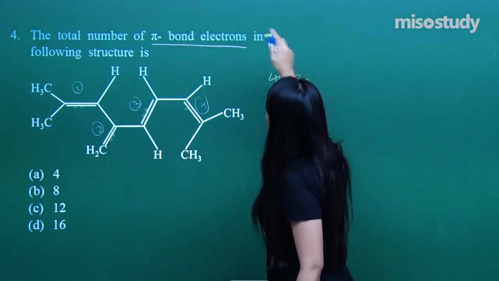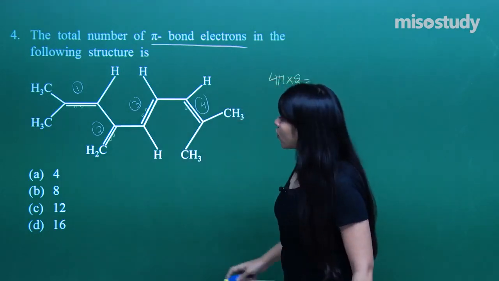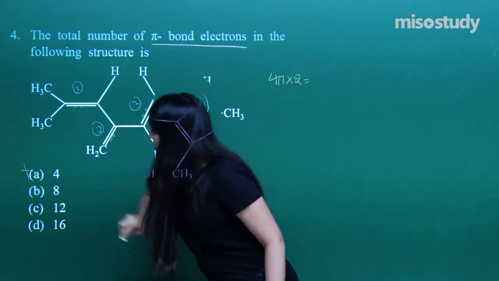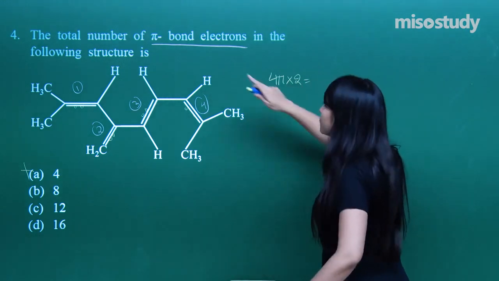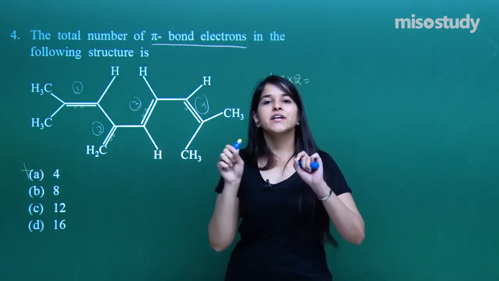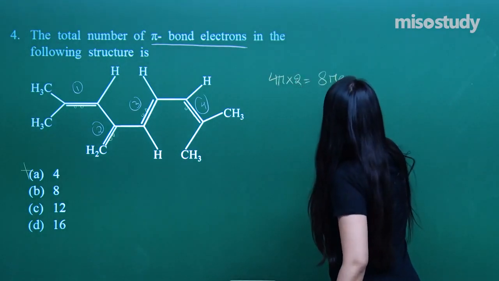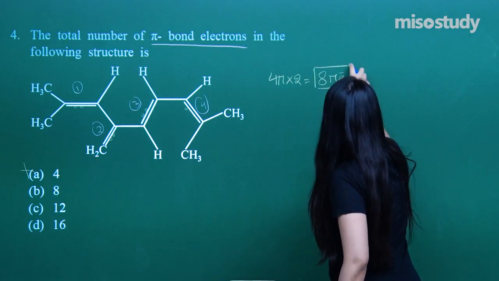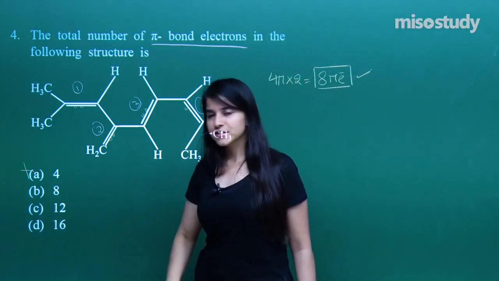That means total number of pi bond electrons. I do not need pi bonds. So do not go for option A. That is a confusing one. You have to go for the total number of pi bond electrons. So just read the question properly. I get 8 pi electrons in total. So I hope that was a pretty easy question. B is the answer for that.